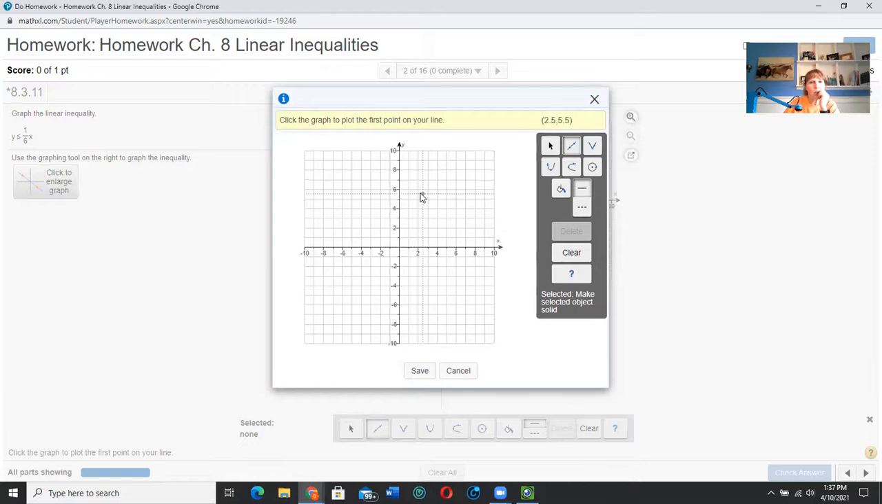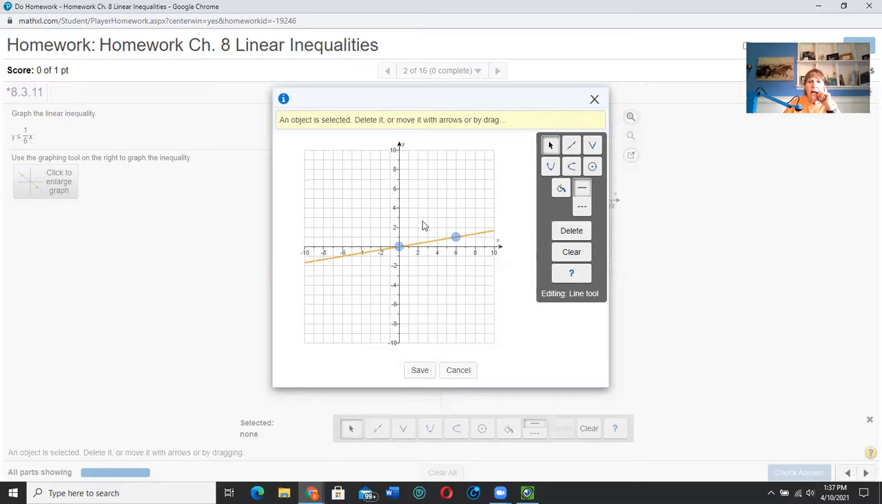All right, now we'll go to our 0 because that's the y-intercept. It's a +0. Click. The slope is 1/6, so we'll go up 1 and to the right 6. 2, 3, 4, 5, 6. There we go. 6, 1.